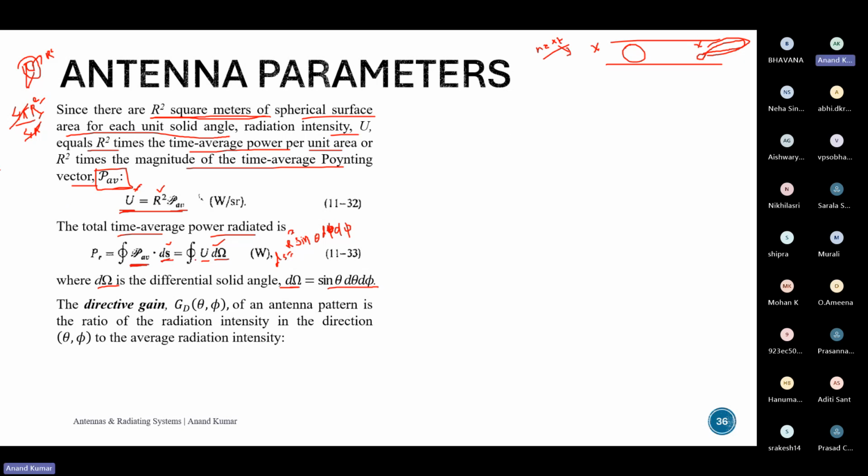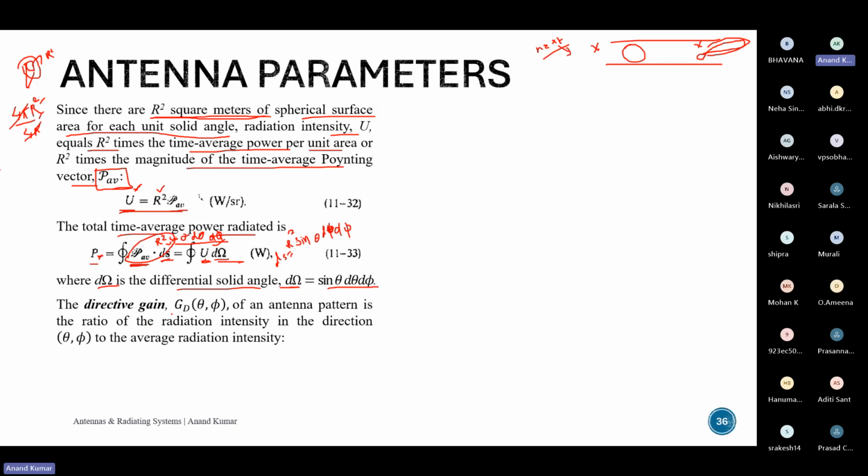We wrote dS as r squared sine theta d theta d phi. And now P_av into r squared becomes U, and sine theta d theta d phi becomes d omega. This is the differential solid angle. Okay, so this is the total radiated power.